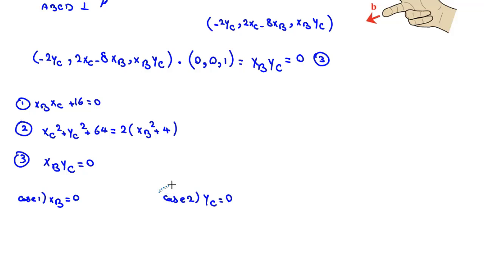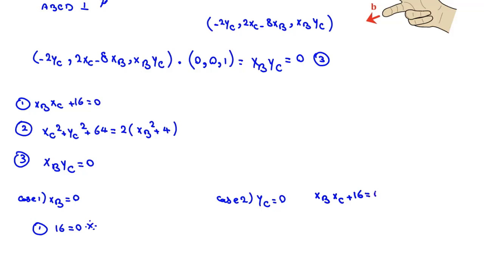Let's analyze. If xb is 0, from the first equation we conclude 16 is 0, so that's a contradiction. So we conclude yc is 0. If you replace yc with 0 in equations 1 and 2, the first one doesn't change: xbxc plus 16 equals 0. Second one: xc squared, yc will be 0, plus 64 equals 2xb squared plus 4.